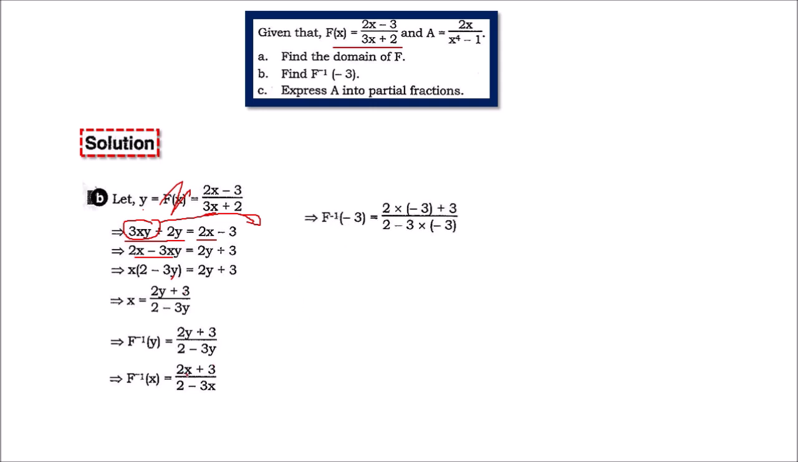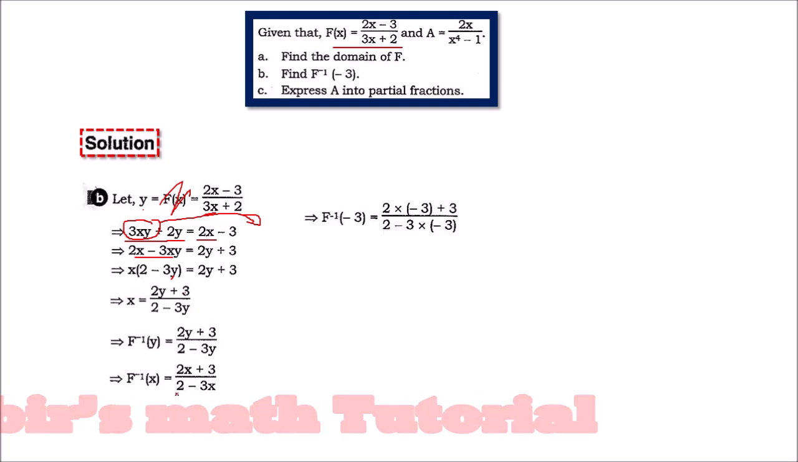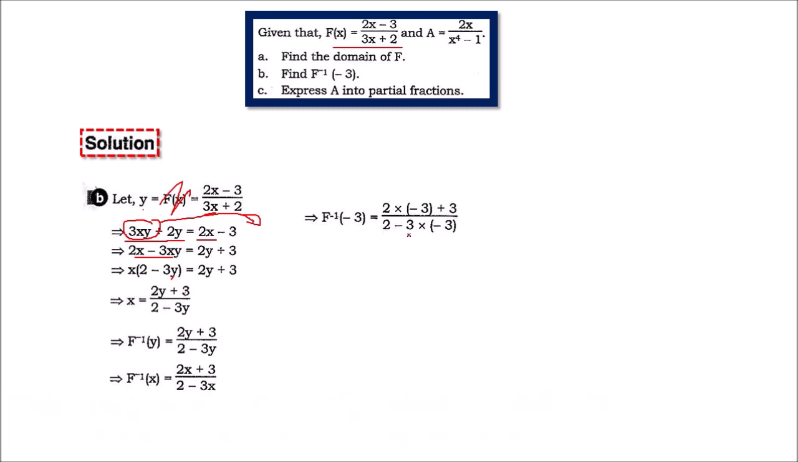So in place of x I just put 2 into minus 3 plus 3, and in the denominator, 2 minus 3x, so 3 into minus 3. Now I just calculate: this is minus 6 plus 3, and 2 plus 9. So in the denominator 11 and in the numerator 3. That is our answer.